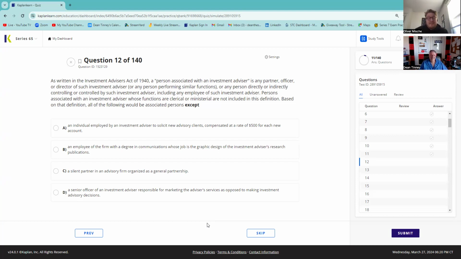As written in the Investment Advisers Act of 1940, a person associated with an investment advisor is any partner, officer, or director of such investment advisor or any person performing similar functions, or any person directly or indirectly controlling or controlled by such investment advisor, including any employee of such investment advisor. Persons associated with an investment advisor whose functions are clerical and ministerial are not included in the definition. Based on the definition, all the following are associated persons except. I like a question like that. They just give you a lot of free information. You're like, oh my God, they told me all kinds of stuff.